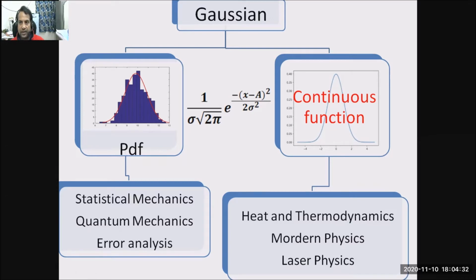So they can be broadly classified into two different categories. One is the usual thing where we use this as a function, continuous variable, which comes in heat and thermodynamics, modern physics, laser physics, to name a few. And on the other hand, there are some applications where this is used as a probability. The Gaussian function comes as a limiting function of the distribution. Such things appear in statistical mechanics, quantum mechanics, or error analysis.